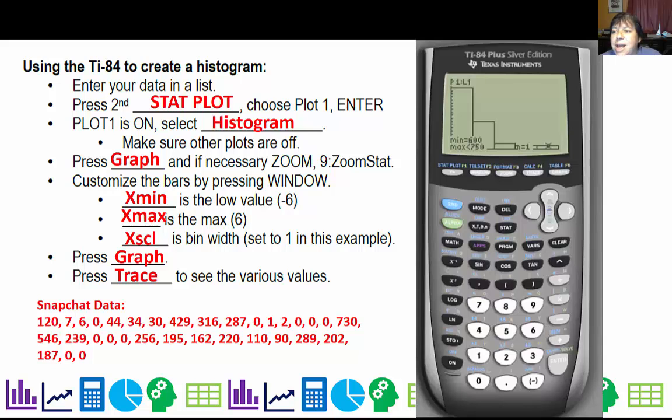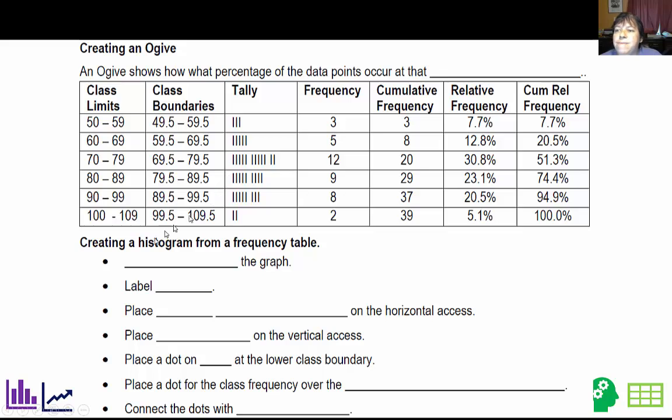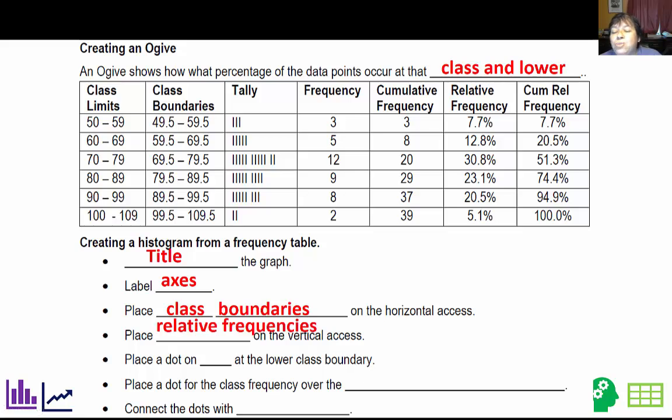All right, so last thing we need to do is now make an ogive. So an ogive shows what percentage of the data points occur at that class and lower. So you're going to title your graph, label your axes, and use your class boundaries. I need to give myself more room here. Place relative frequencies on the vertical axis.